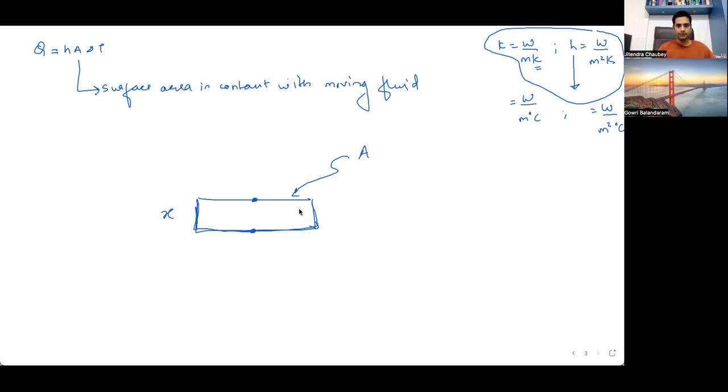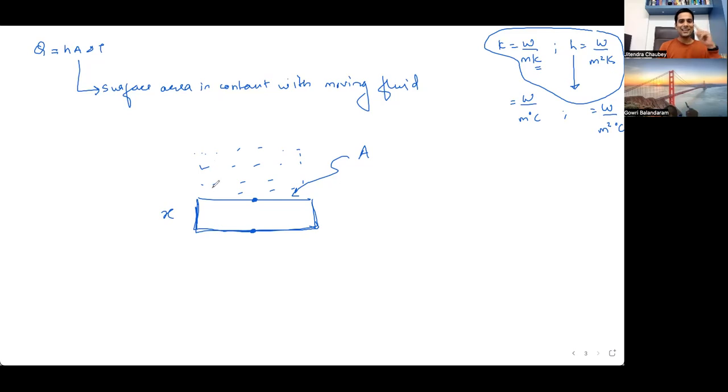Suppose this is a hot plate and there is some air around it. Then by the exchange of energy, the air just touching the surface will get heated. You also understand that when a fluid gets heated, it expands. The volume increases, and when the volume increases, the density decreases.